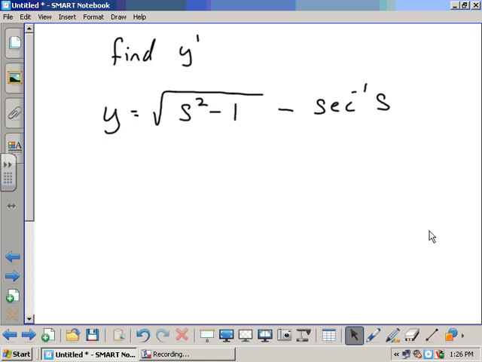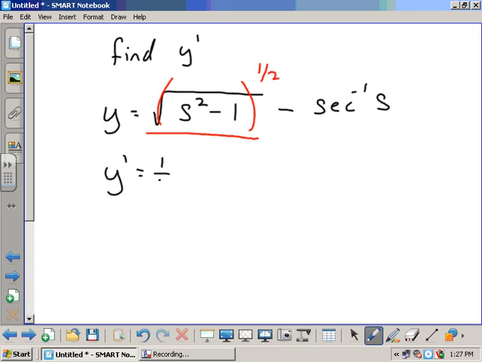Here we're looking at taking the derivative of the square root of s squared minus 1 minus the inverse secant of s. To find this first derivative, looking at the first term, we know that when something's written as a square root, you can also write it as a rational function raised to the 1/2 power.